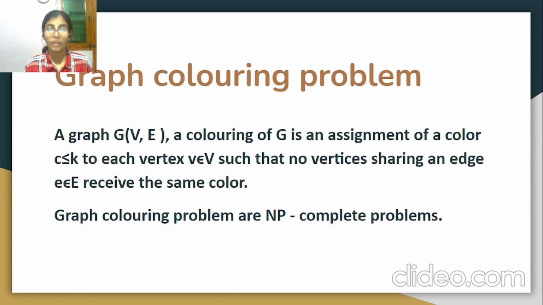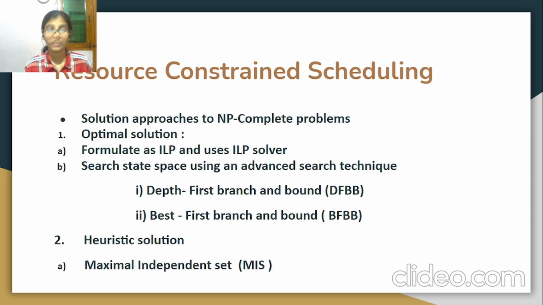Now, to solve the resource constraint scheduling problem, we have optimal approaches like integer linear programming, or we can also apply search techniques to find the solution like depth first branch and bound or best first branch and bound. We can also apply the heuristic solution of finding the independent set.